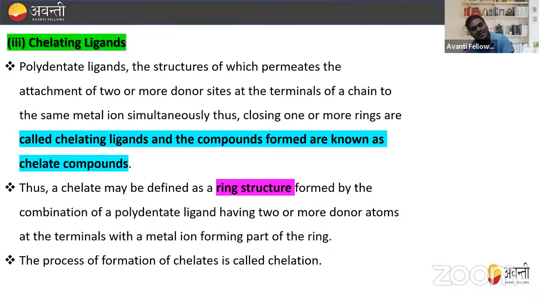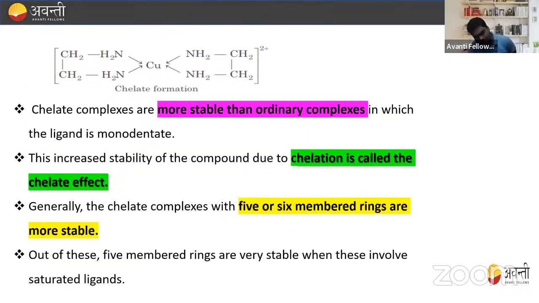So basically the polydentate ligand, the structure of which permits the attachment of two or more donor sites at the terminal of the chain to the same metal ion simultaneously, thus closing one or more rings, is called a chelating ligand, and the compound formed is known as a chelate compound, right? Thus, a chelate may be defined as the ring structure formed by the combination of a polydentate ligand having two or more donor atoms at the terminal with the metal ion forming part of the ring. The process of formation of a chelate is called the chelation effect, right? So this is the chelate formation.